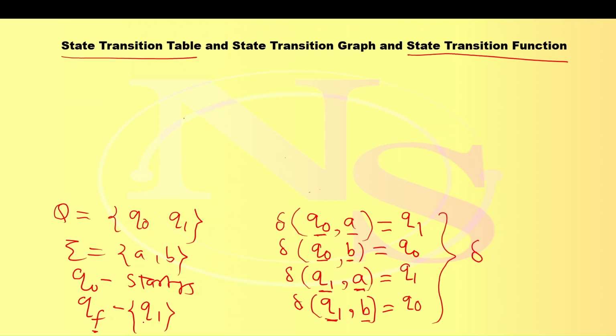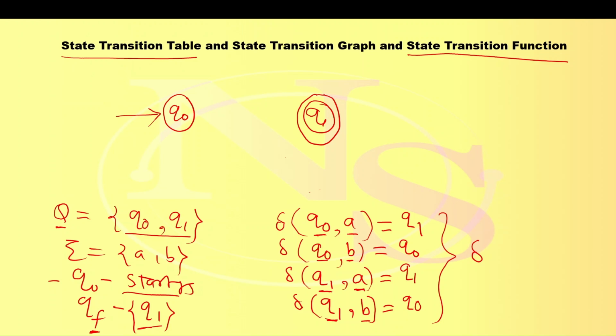Now how to draw the diagram from the state transition function? See, this is a set of states. How many states are there? Q0 comma Q1. So write down Q0 as one of the states, Q1 as one of the states. The starting state is Q0, so give the arrow. The final state is Q1, so give the double circle here. Now once you know how many states, which one is starting, and which one is final, you can use the state transition function to complete the transitions.